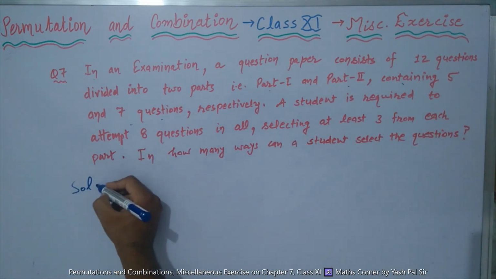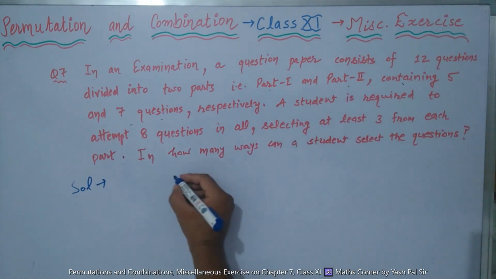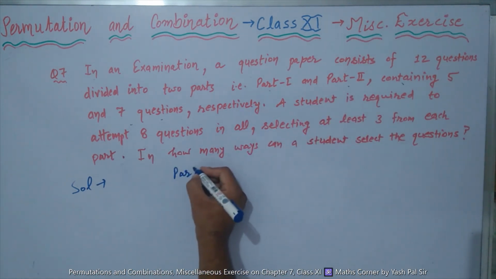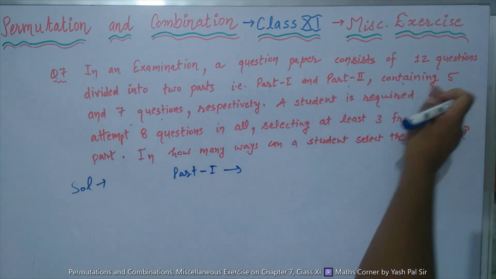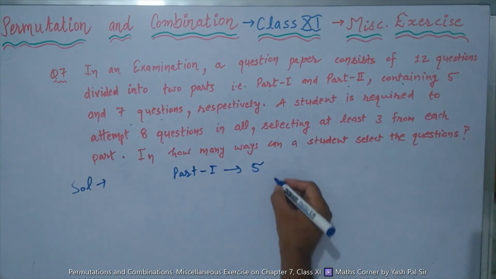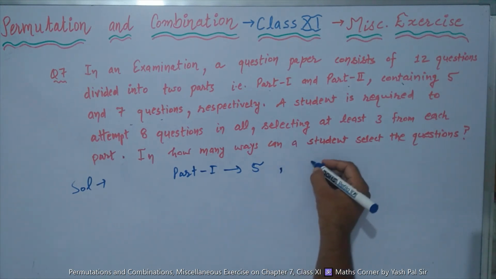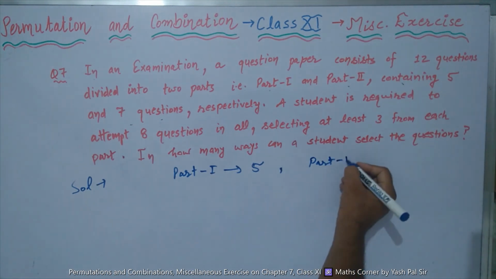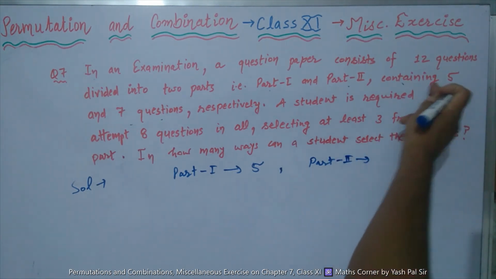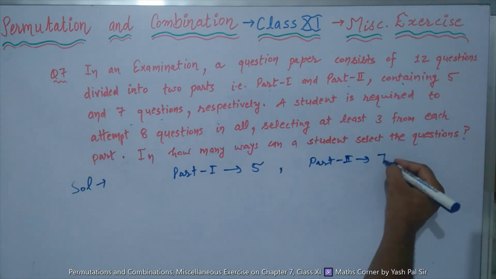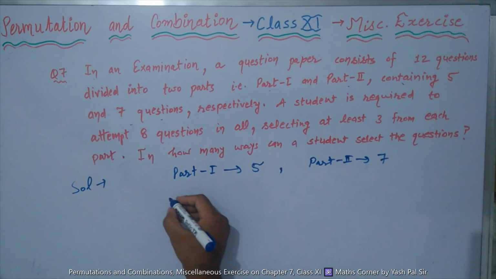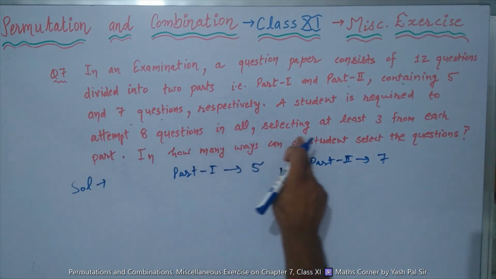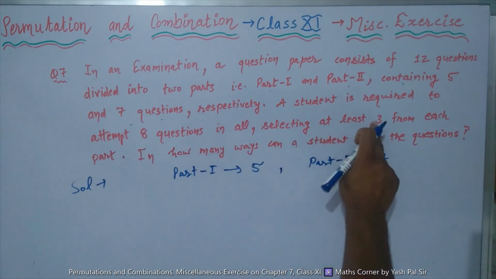So first of all, part 1, there are 5 questions in total. Similarly, part 2 has 7 questions. This is given. Now what is the question? Selecting at least 3 questions.